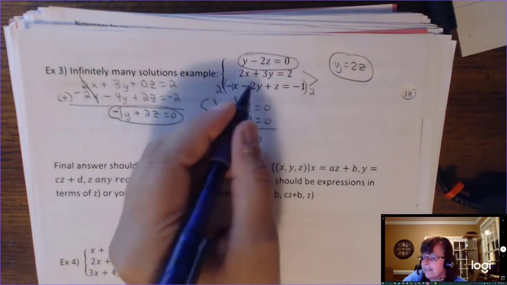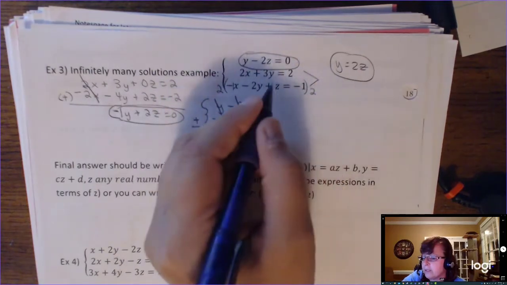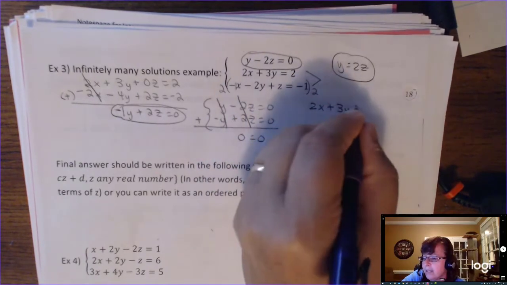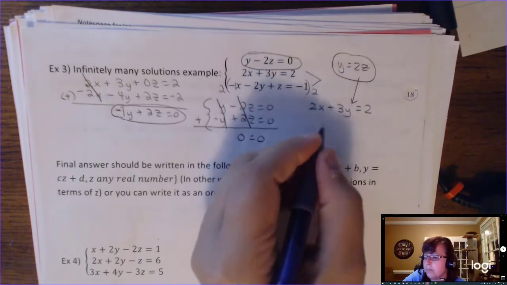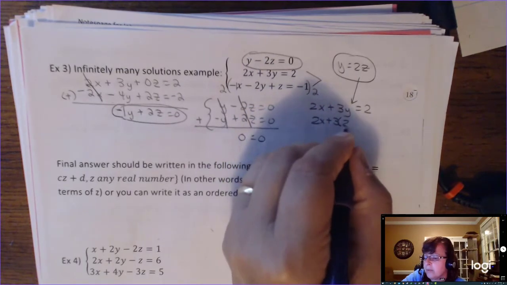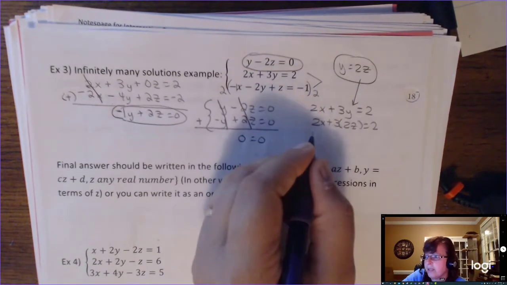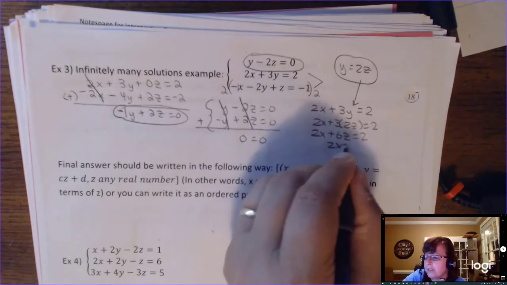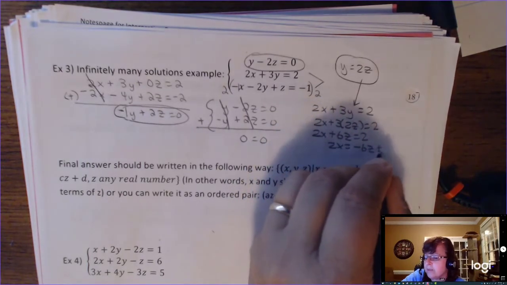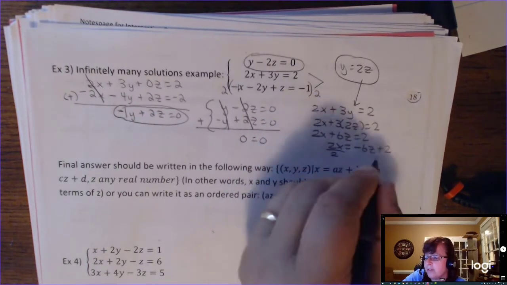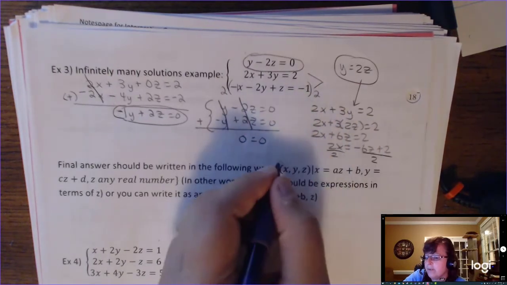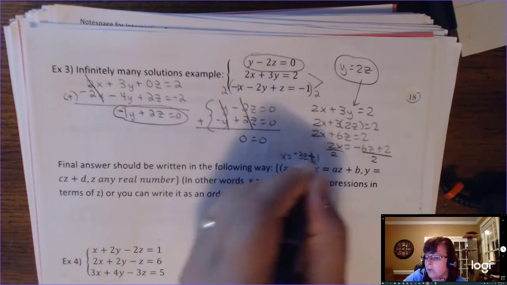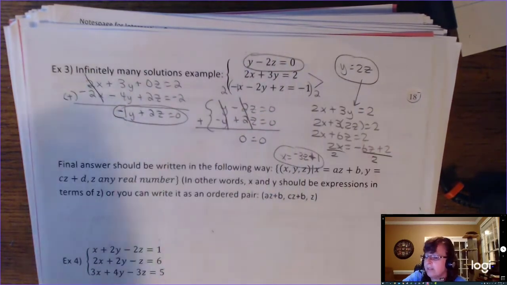And this one, you could use this one. So watch this. 2x plus 3y equals 2. But everything needs to be in terms of z. So we'll put 2z in place of y, and then I can solve for x. So that's 2x plus 6z equals 2, or 2x equals -6z plus 2. Now when you divide by 2, you got to distribute. As you divide, that's x equals -3z plus 1. So everything is now in terms of z.